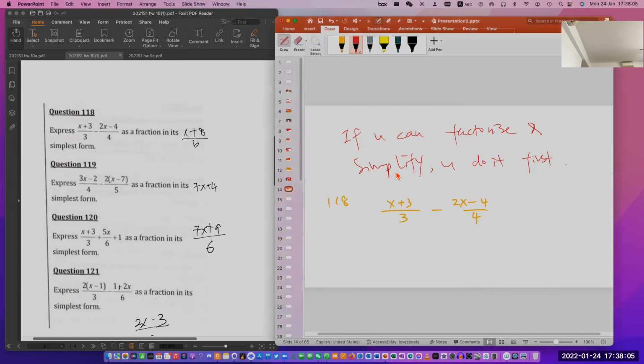Okay. All right. So for this question, for this, I can't do anything. For the first time, I can't do anything. A lot of students, they might think, oh, I have a 3 below, I have the 4 below. So the common denominator is going to be 12, right? So a lot of students, they will do this. Okay. I'm not saying this is wrong, but this is not entirely right. All right. Let me show you my way of doing it.